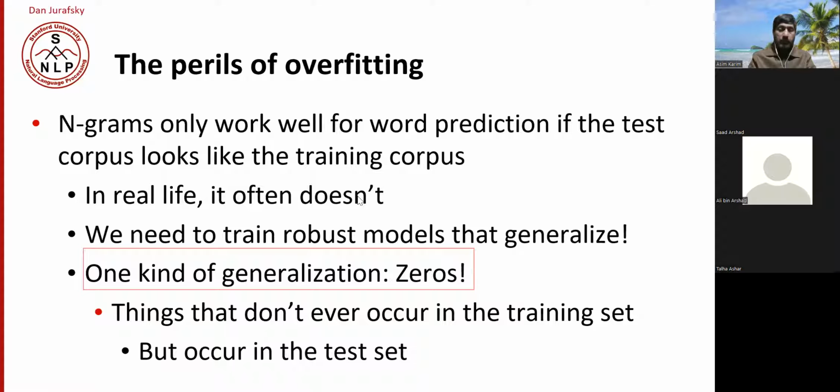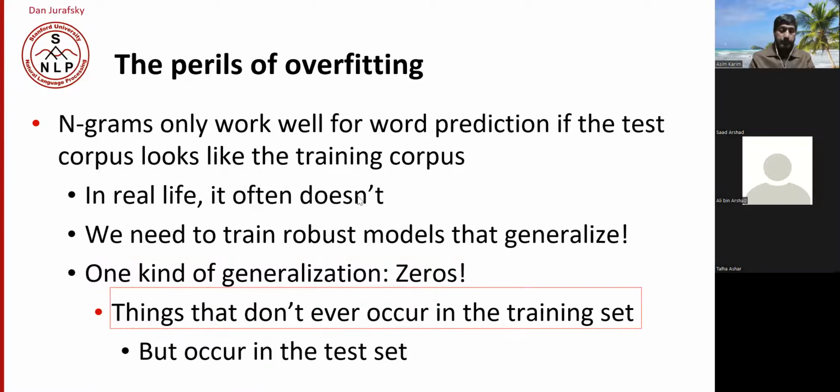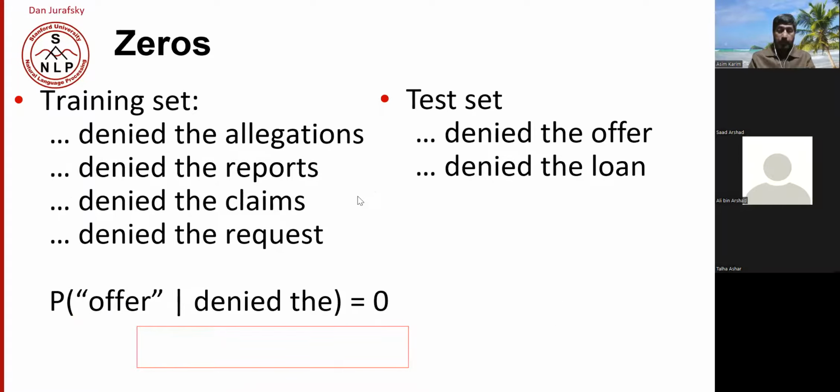And one of the issues that we would like to handle is the issue of zeros. Zeros essentially mean that there are so many possible bigrams that do not actually occur in the corpus, meaning that their count is 0. That might occur also in the test set. If it occurs in the test set, you will get a probability of 0.